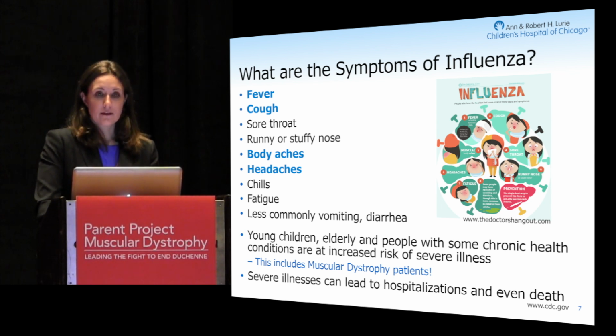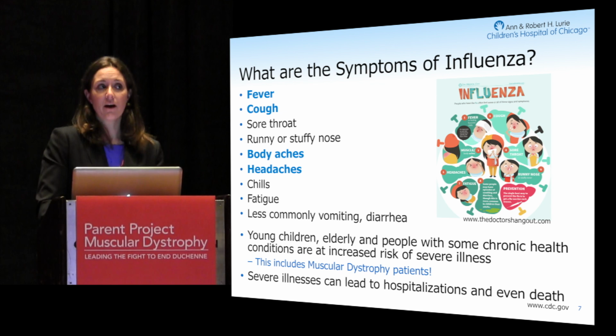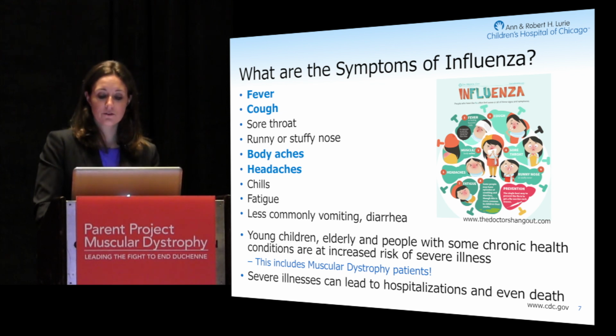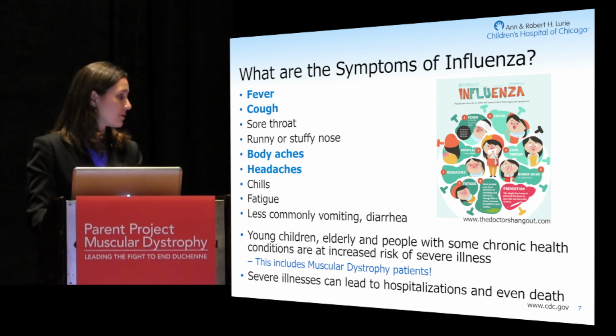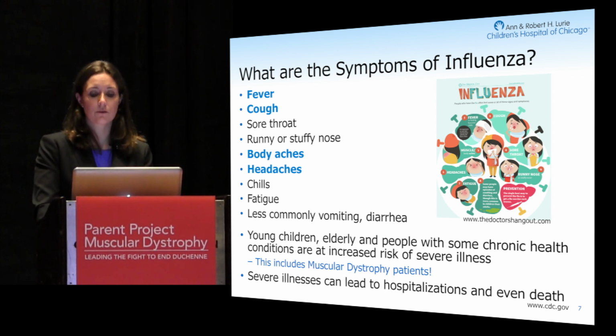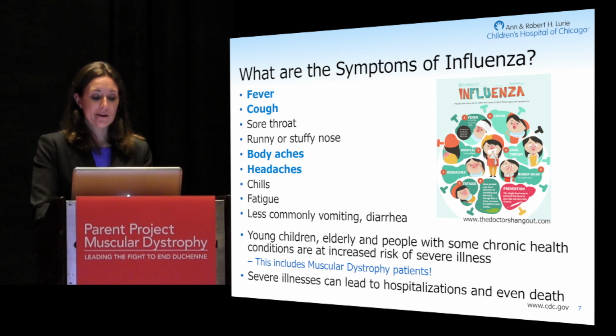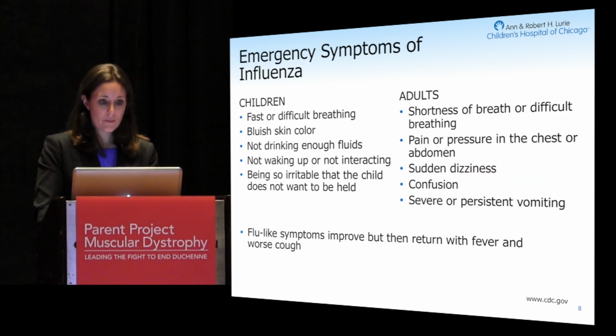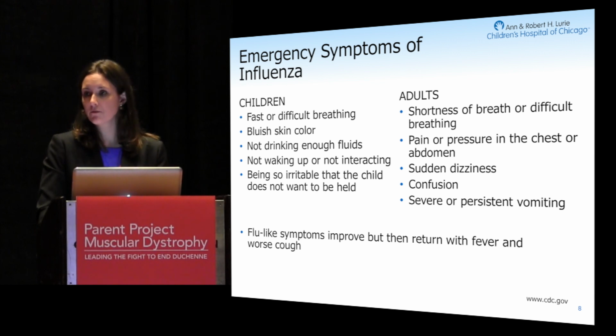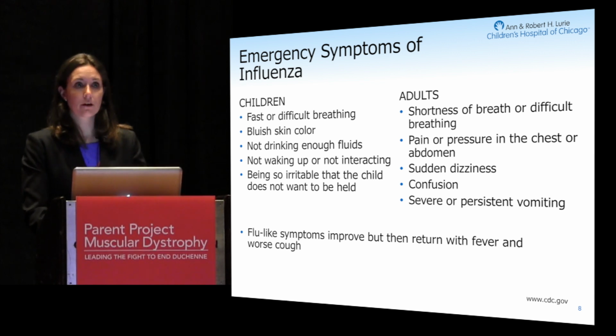It's important to recognize influenza and to have a heightened awareness, because young children, elderly, and people with some forms of chronic illness, particularly muscular dystrophy and Duchenne muscular dystrophy, are at increased risk of severe illnesses and complications from their influenza illness. Severe illnesses can lead to hospitalizations and even worse outcomes, so we want to be on top of it. Other symptoms to look out for are the emergency type symptoms in influenza that would trigger us to think more closely about some of these severe complications.